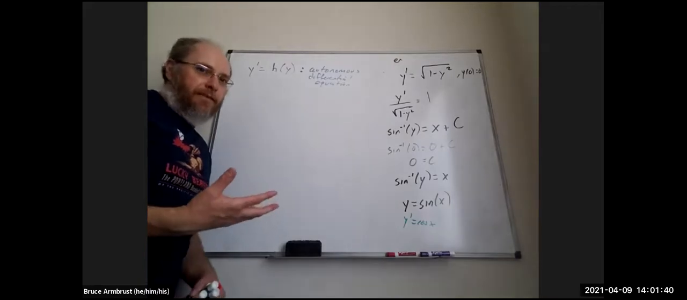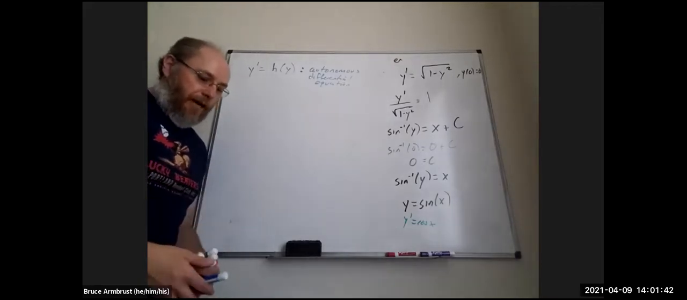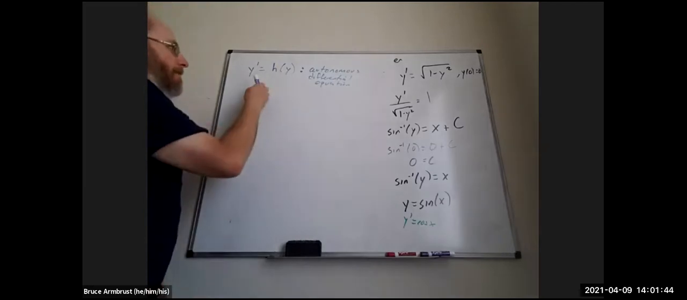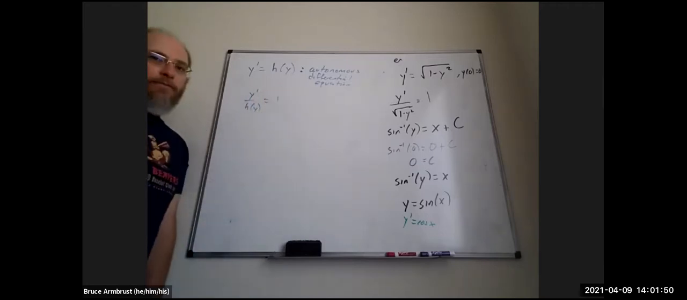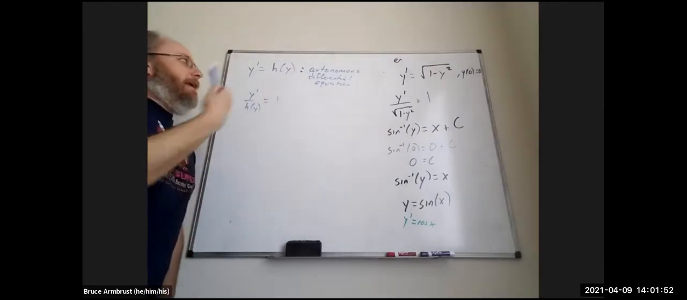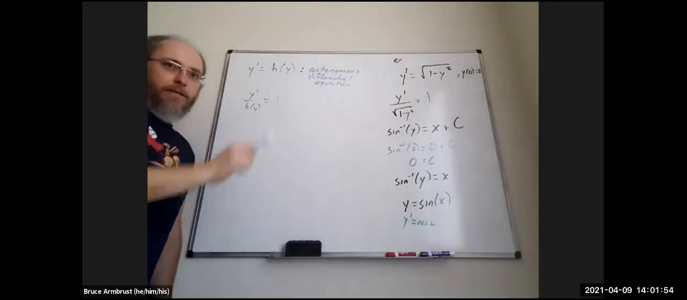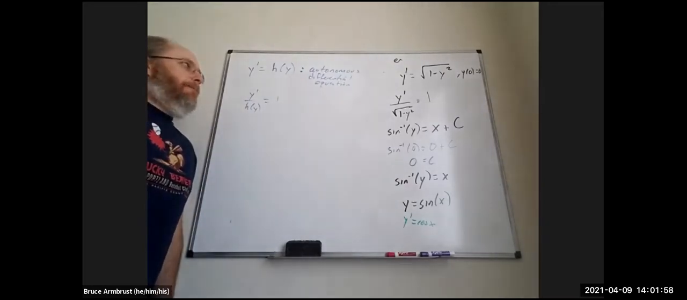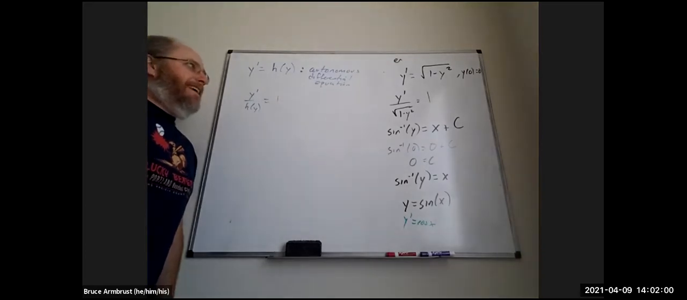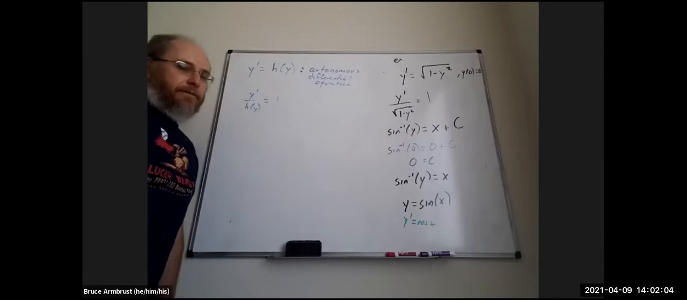Hopefully you can see that. I mean, it should be pretty obvious, right? That if you've got this, you can separate it just by dividing by the h of y. So if you ever have one that's only in terms of y, so an autonomous differential equation, you can pretty easily separate them and then go through the process.